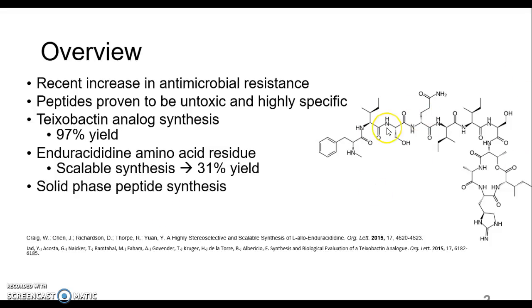So here is the structure of teixobactin. It's an undecapeptide, which means that it includes 11 amino acid residues. Here you can see the ring associated with the peptide backbone or carbon backbone chain. And it's also considered a depsipeptide because it contains an ester bond inside the carbon backbone chain of teixobactin.